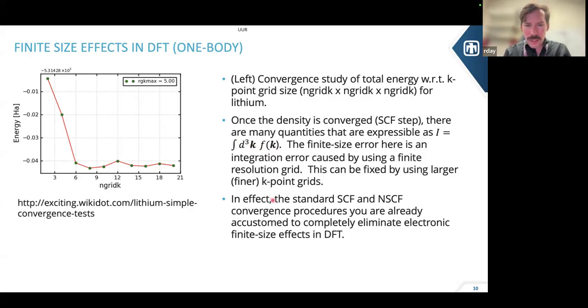So, in effect, the standard procedure that you already do in DFT, that they teach you from pretty much your nursery days when you're doing a band structure calculation or an equation of state calculation, is designed to remove all of these sources of finite size effects. And actually, unless you're doing molecular dynamics, this is sufficient to get rid of the finite size effects in DFT.